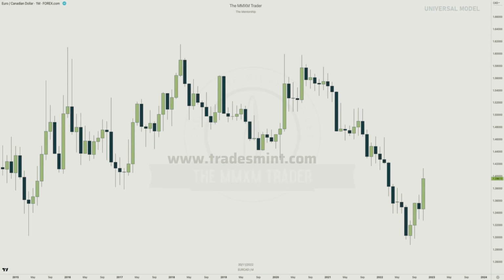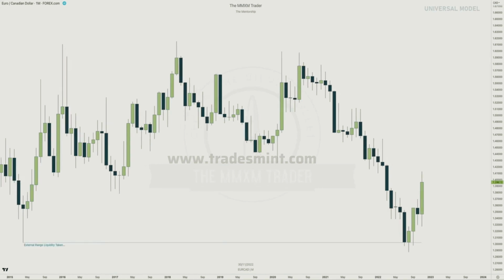First of all, we're going to think about external and internal range, right? Where has external range liquidity been taken? We've got this low down here, extended out in time, and we see the purge on sell side liquidity over here, which means from external we go to internal, and we have our draw on liquidity, right?